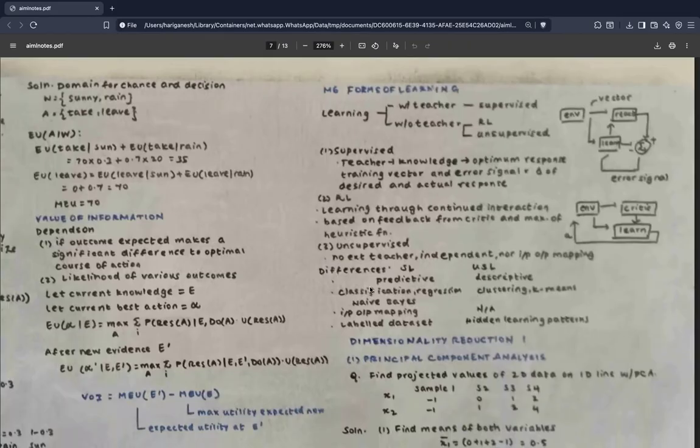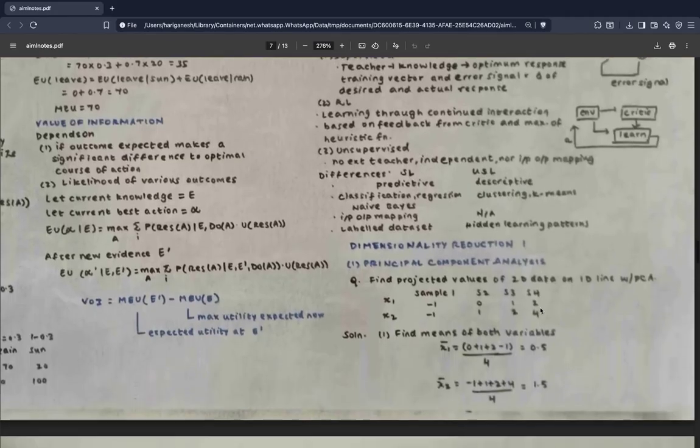The third is unsupervised. You have no external teacher, you are independent, and in theory, you probably get differences here, right? Supervised learning is predictive, unsupervised learning is descriptive. Classification and regression are examples of supervised; clustering and k-means are examples of unsupervised. Naive Bayes is an example of supervised learning. Here there's input-output mapping; here there's no such thing. Here you have a labeled data set, and here you have hidden learning patterns instead of a labeled data set.